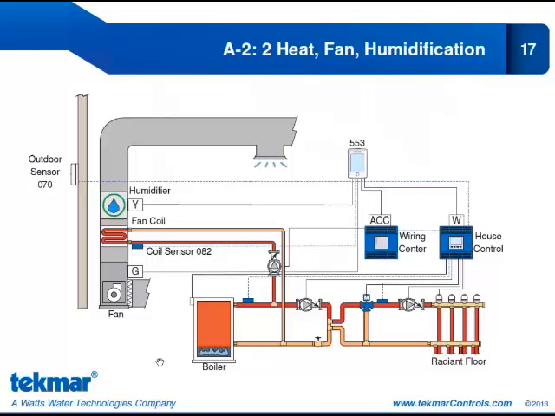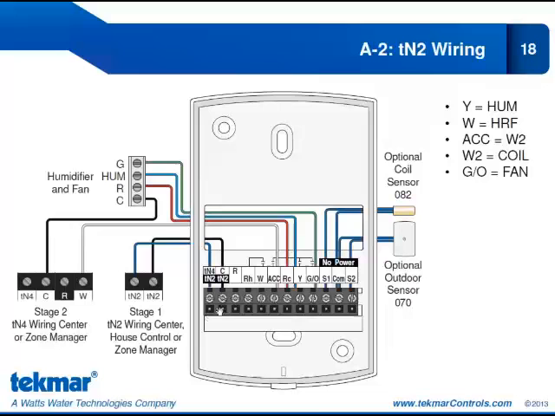Now let's take a look at the wiring. Our first stage of heat, the radiant floor, will be communicated through the tekmarNet communication. Our second stage of heat, remember, that's through the accessory relay. And that is not an isolated relay. That is connected to the RC. So we have power coming from the air handler unit, coming to that RC. And then our accessory relay will come over for our stage 2 control. Now this would be a TN4 wiring center or a zone manager. So the accessory relay comes into the W.